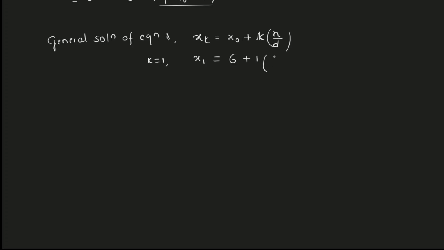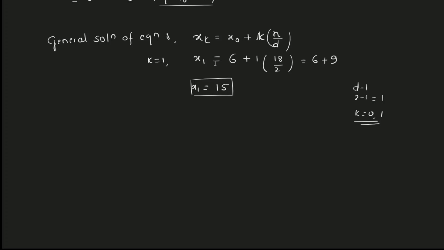into n divided by d. N is 18 here, d is 2. So it is 6 plus 9. Yes. What is x1? x1 is equal to 6 plus 9, that is 15. Since d is 2, as I said before, you can put k value up to d minus 1. 2 minus 1 means 1. You can put k as 0 and 1 in the equation.